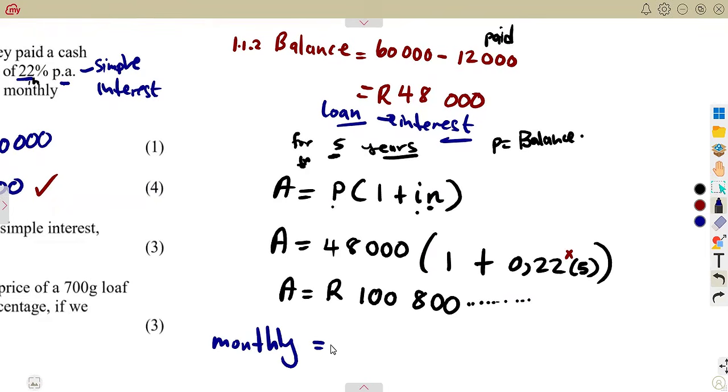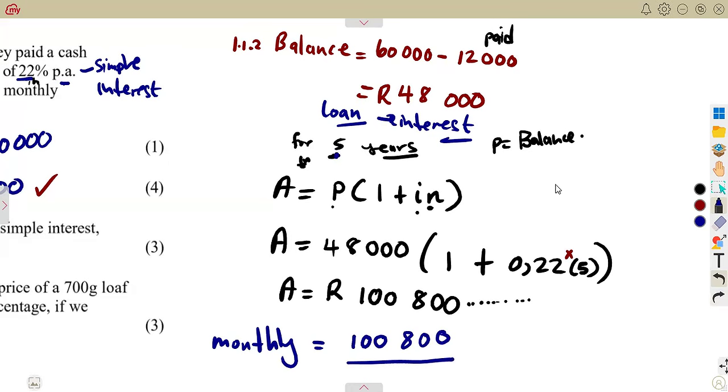But they are saying, no, you cannot pay the whole of this amount at the end of 5 years. No, you must pay it monthly in these 5 years. So it is going to be the amount that we are given divided by the number of years that we are given as in months, because it's supposed to be monthly.